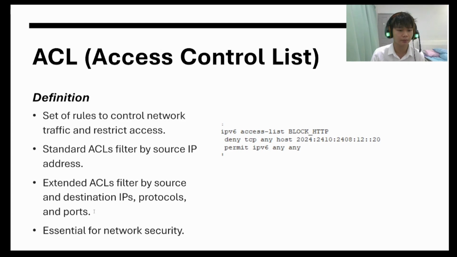Standard ACL filters by source IP address, while extended ACL filters by source and destination IP, protocol, and ports. ACLs are essential for network security, preventing unauthorized access.